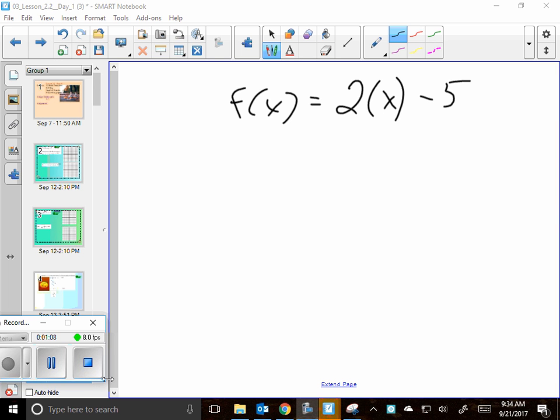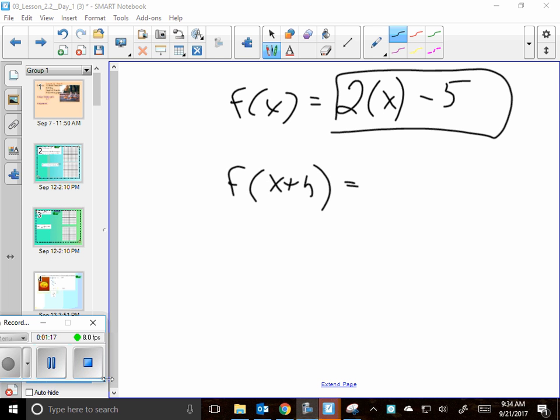Then we asked you to stick weird things into functions yesterday. Could you please try this one, f of x plus h, going into this function, and tell me what you get? I will pause for a second while you give that a try. Multiply it all the way out and get a final answer.